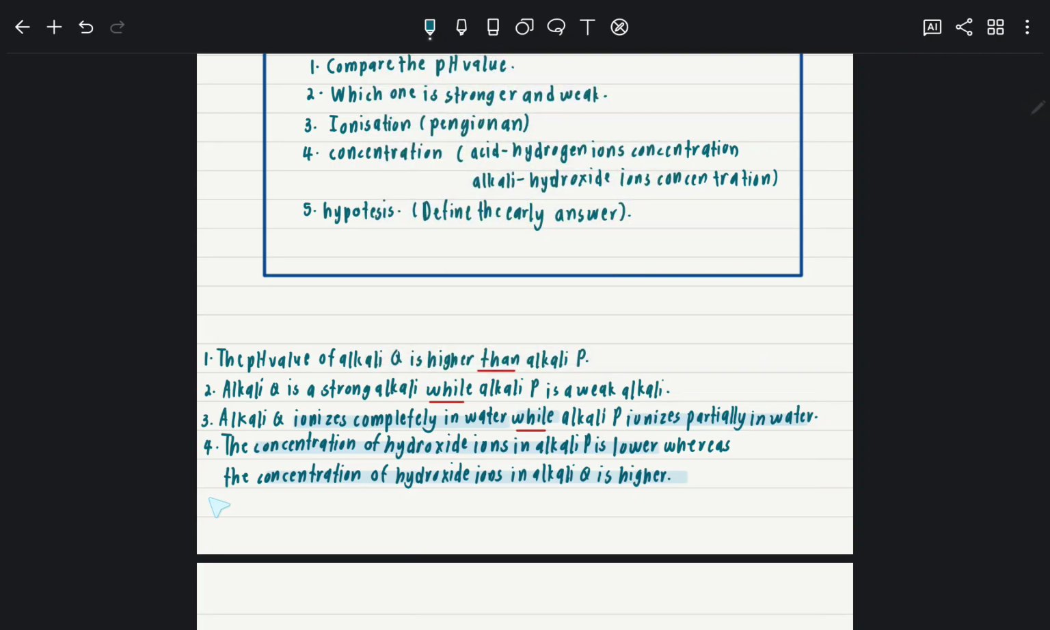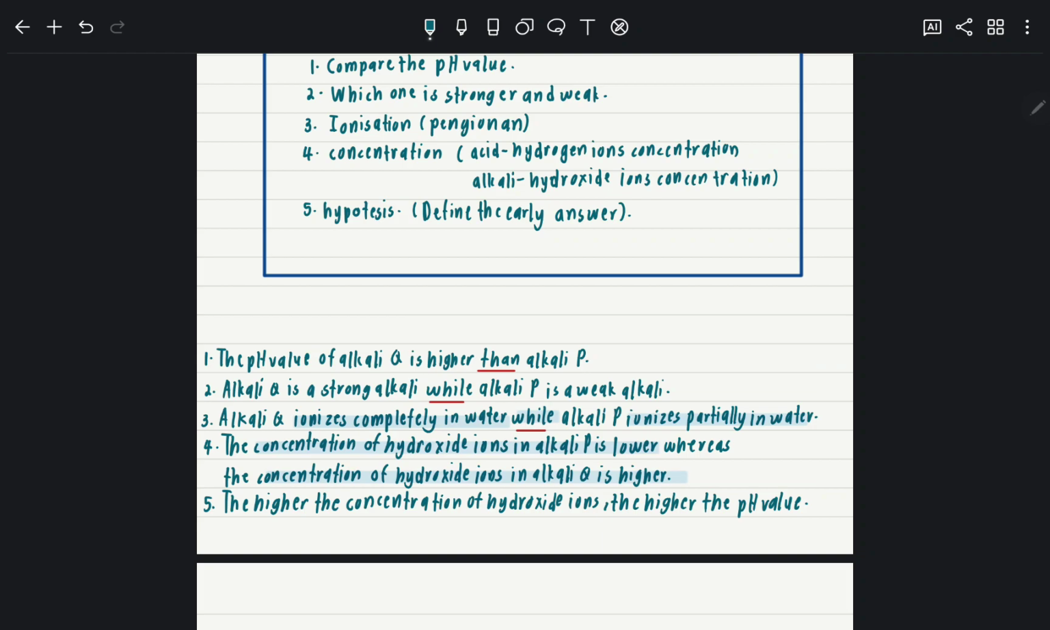Okay, and then the final one. This one ni certain year ada, certain year tak ada. So I want you to wajibkan tulis benda ni. You have to write the higher the concentration of hydroxide ion, the higher the pH value. Okay, this one is a statement yang ada dalam buku teks you. Memang ada dalam buku teks you.